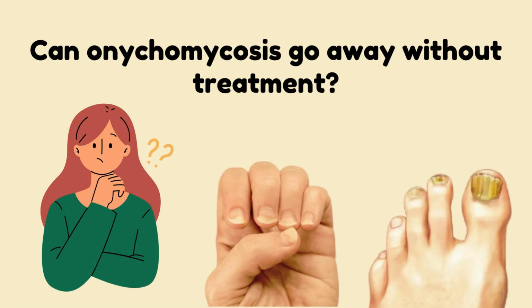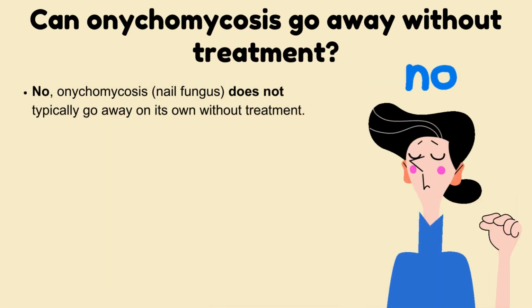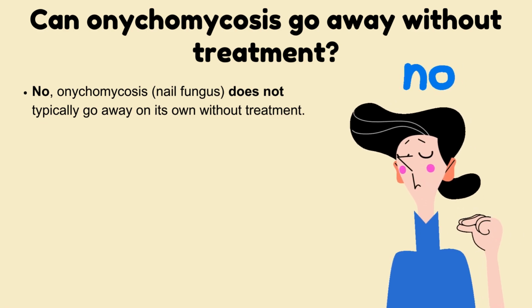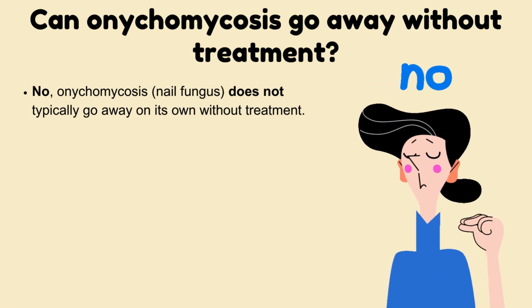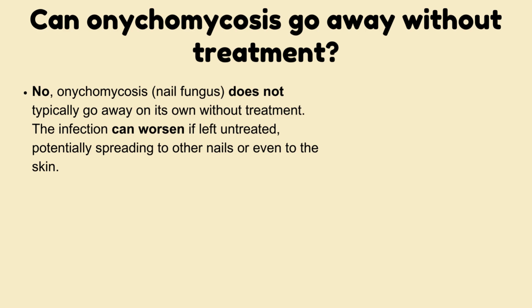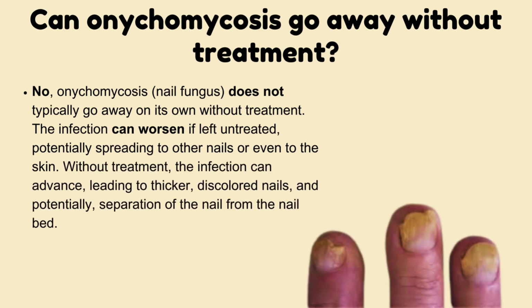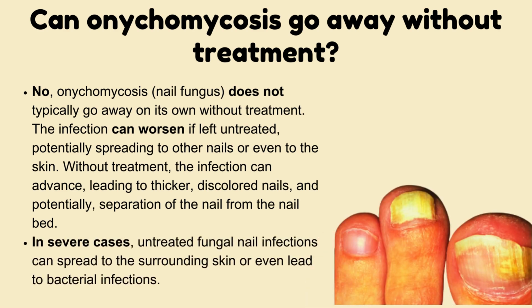Can onychomycosis go away without treatment? No, onychomycosis does not typically go away on its own without treatment. The infection can worsen if left untreated, potentially spreading to other nails, or even to the skin. Without treatment, the infection can advance, leading to thicker, discolored nails, and potentially separation of the nail from the nail bed. In severe cases, untreated fungal nail infections can spread to the surrounding skin or even lead to bacterial infections.